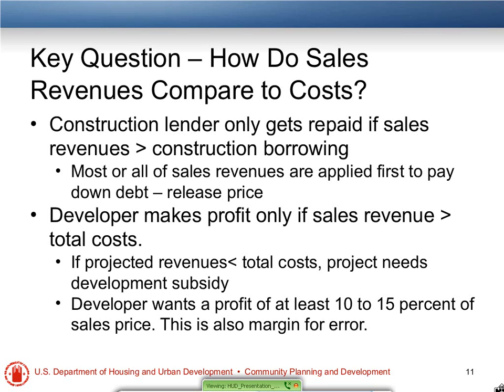Our developer is typically going to want a profit of at least 10 to 15% of the sales price in order to undergo the risk it takes to do this type of development. In addition to a profit margin, a paid developer fee of 10 to 15% also allows us some margin of error in case the sales price of the house goes down at some particular point or costs increase. Then part of their profit would be reduced. But it allows us to look at some margin for error in case things go wrong before the developer has to go into their pocket for additional cash.